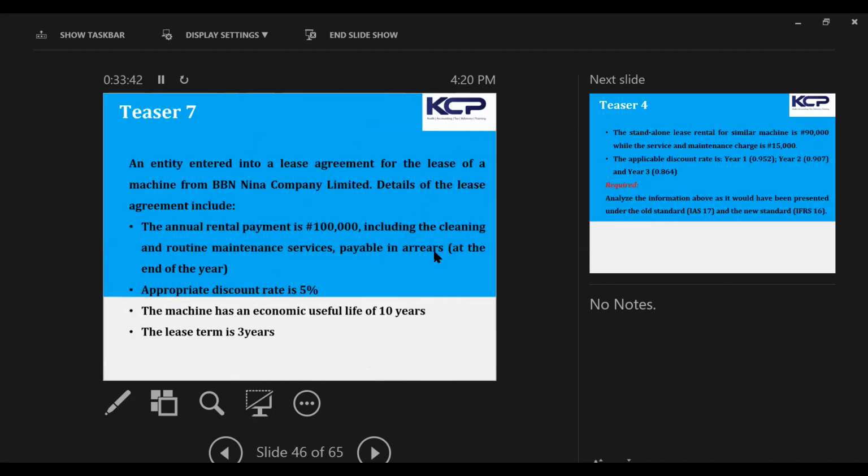So yeah, let's look at this. Who will take this first? Tolua? An entity entered into a lease agreement for the lease of a machine. Details of the lease agreement include the annual rental payment of 100,000 naira, including service and maintenance, payable in arrears at the end of the year. Appropriate discount rate is 5%. The machine has an economic useful life of 10 years. Lease term is 2 years.